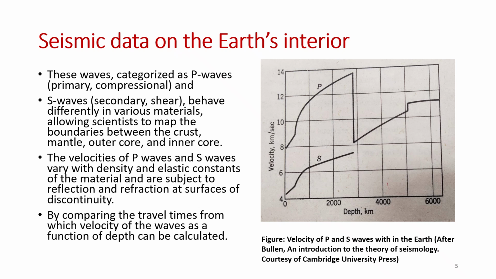The velocity of P and S waves varies with the density and elastic constants of the material through which they pass, and they are subjected to reflection and refraction at surfaces of discontinuity. By comparing the travel times of primary and secondary waves from the same shock arriving at different stations, travel timetables can be drawn from which the velocity of these waves can be calculated, and as a function of depth they can be measured. The figure depicts the velocity of P waves within the Earth.